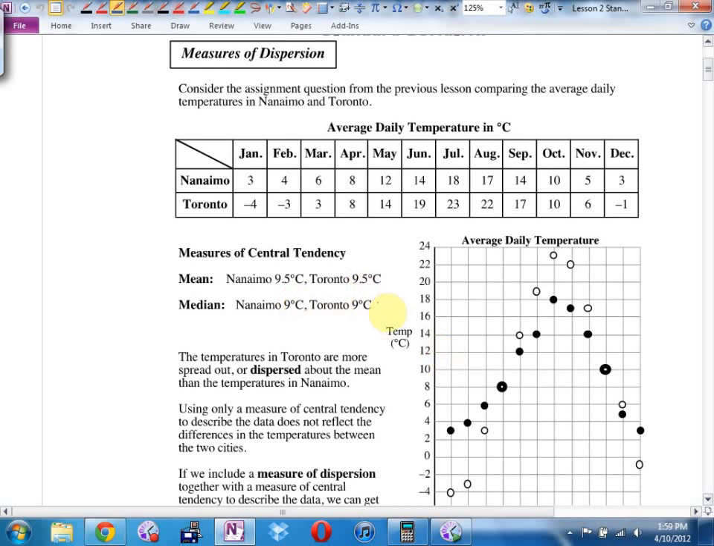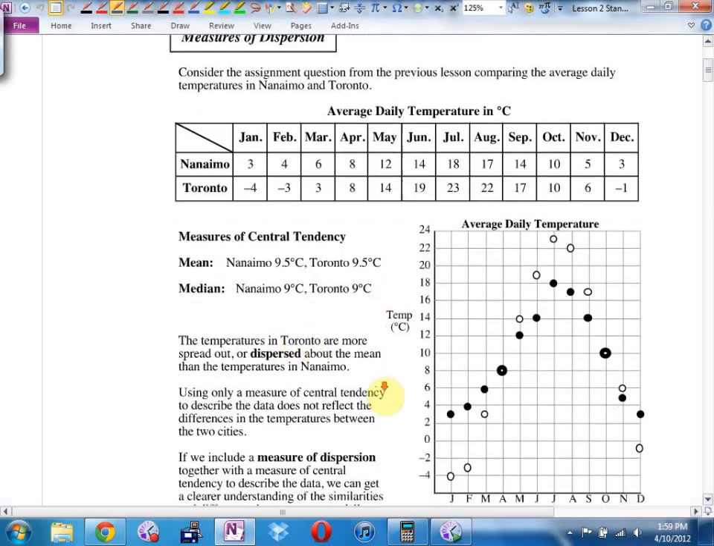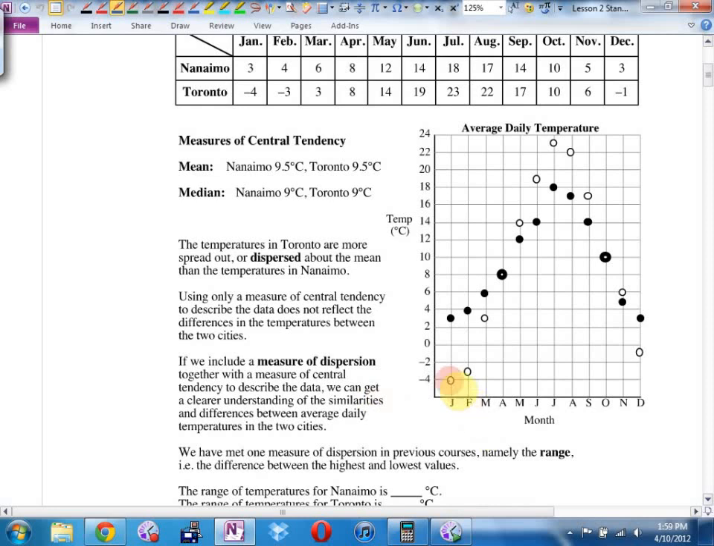Does that mean that Nanaimo and Toronto have exactly the same climate? No. Toronto has a way bigger spread. Toronto gets way colder in the winter and way hotter in the summer, even though, as it turns out, their average temperature and their median temperature are the same. So the temperatures in Toronto are more spread out. In fact, if you look at the graphs, the hollow circles are Toronto. You can see you go higher and you go lower. The shaded in circles are Nanaimo.